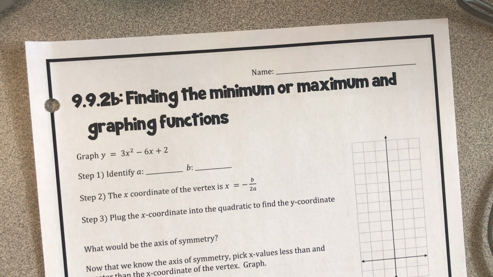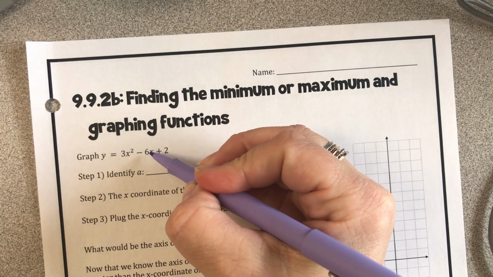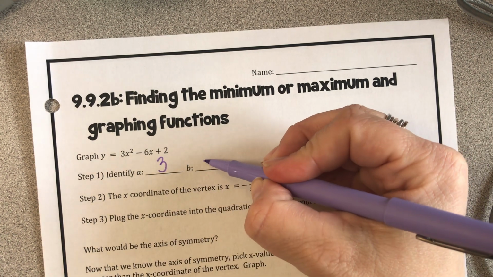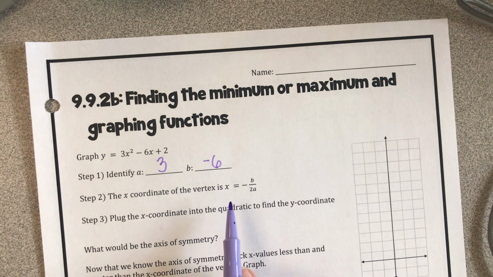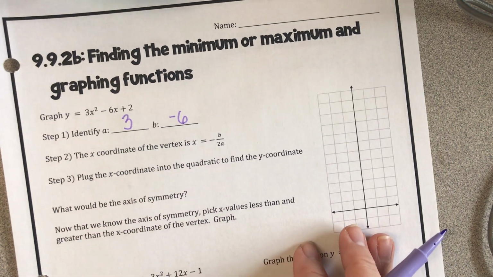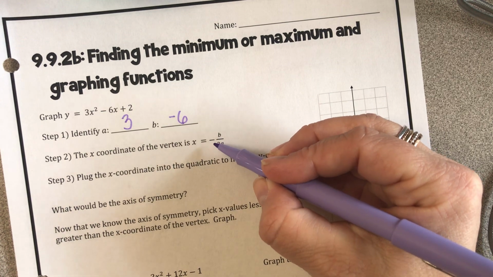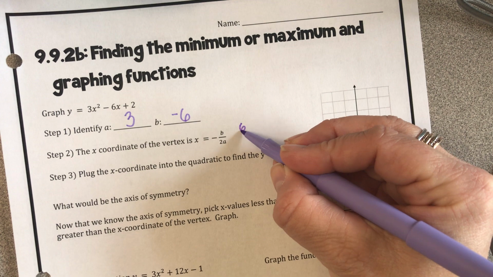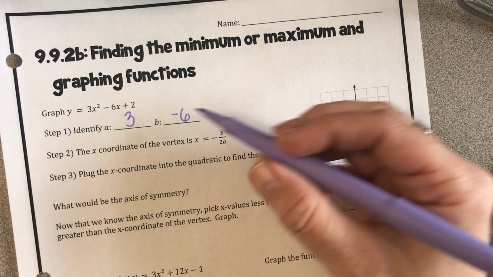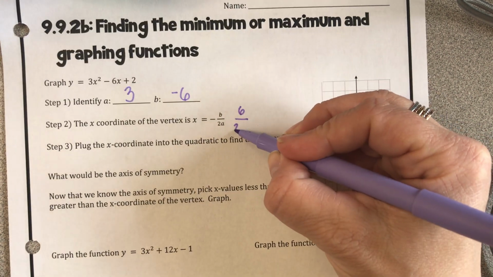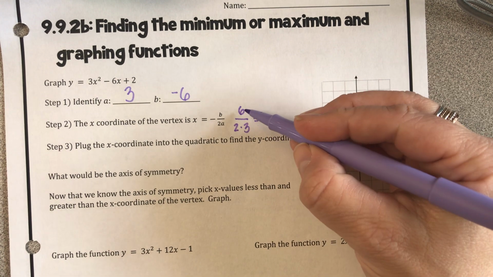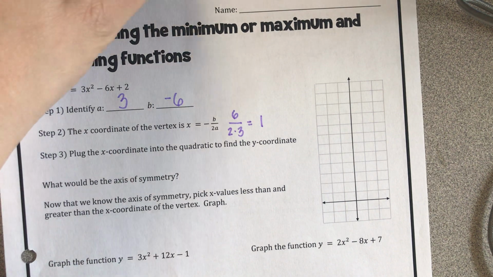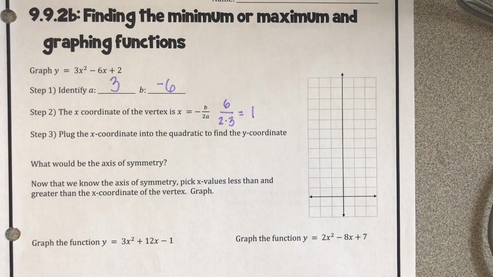So let's identify a and b. Remember, this is ax squared plus bx plus c. So a is 3 and b is negative 6. Now we're going to fill it in to x equals negative b over 2a. So the opposite of b, negative 6, is positive 6 over 2 times a. Well, a is 3. So over 2 times 3. So 6 over 6 is 1, right? So we know that it's going to have an axis of symmetry through 1.